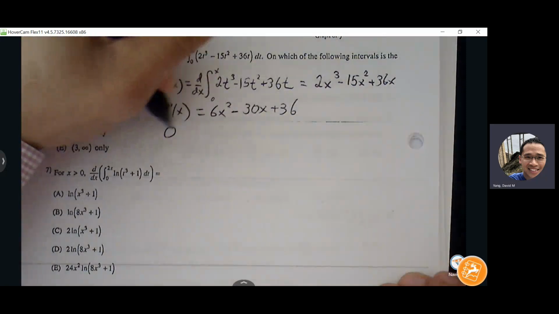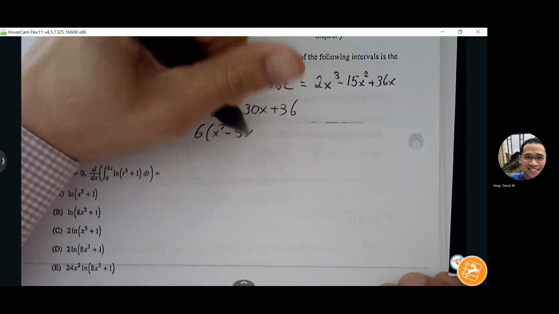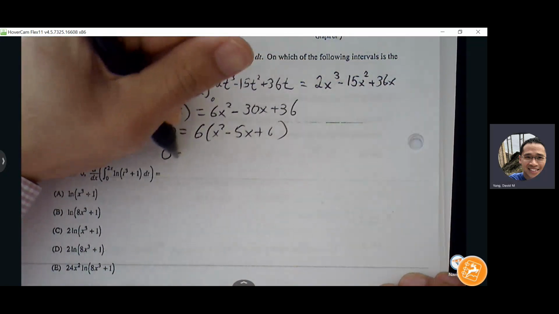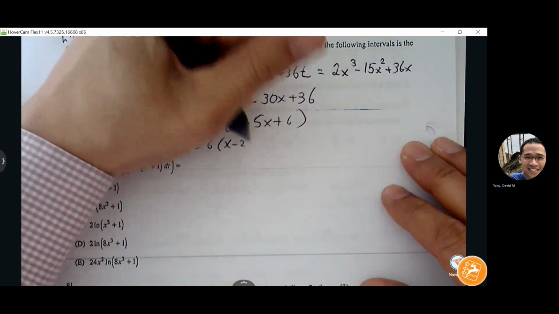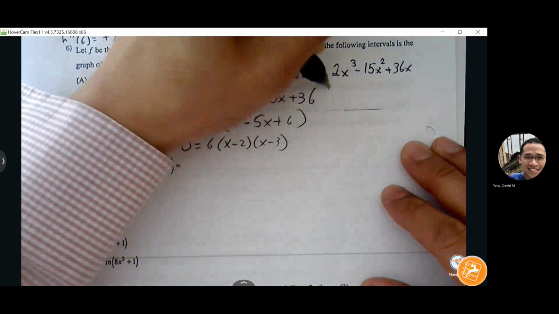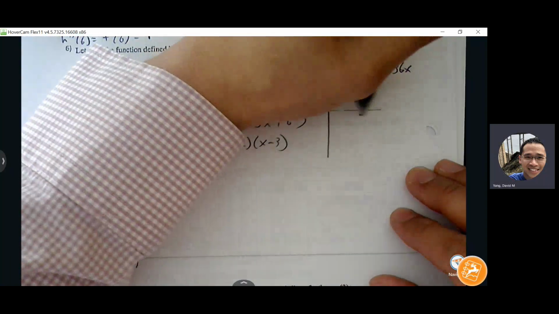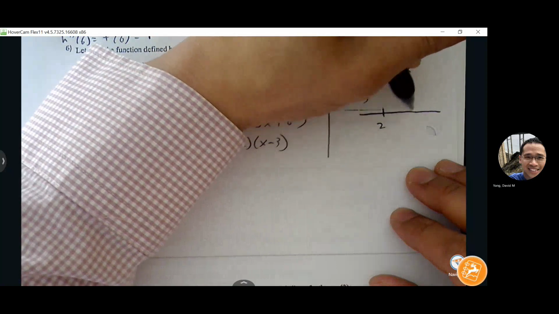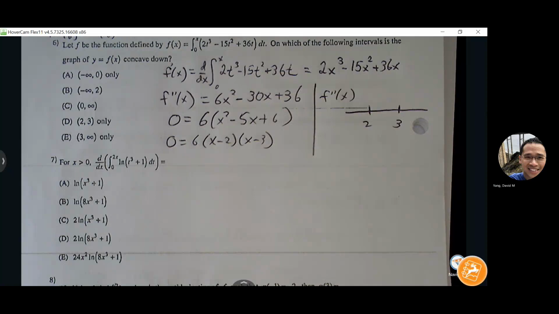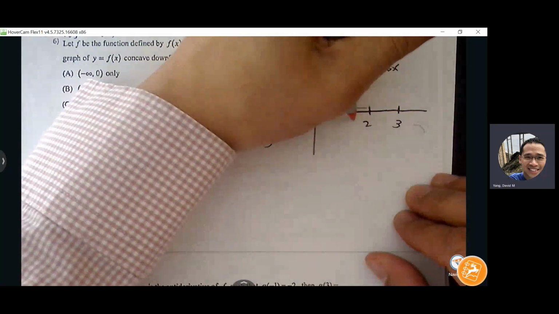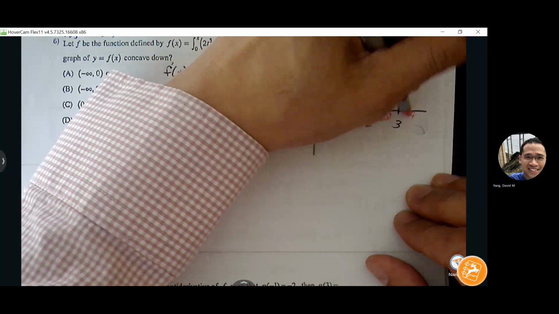Okay, I can set equal to 0. I can take out a GCF. Continue factoring, multiplies to be 6, adds to be -5. Make my second derivative sign line. Test my intervals. I can test 1, I can test 2.5, and I can test 4.